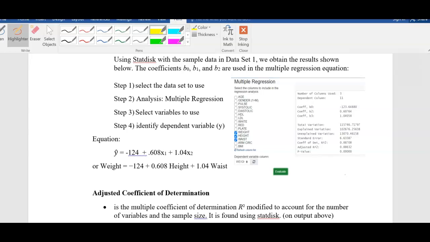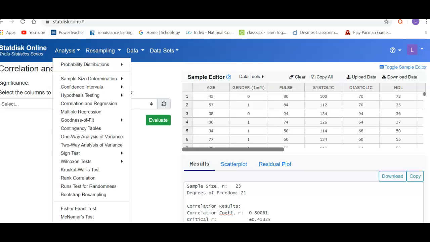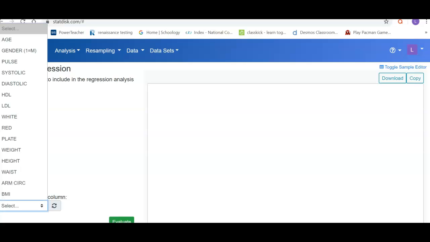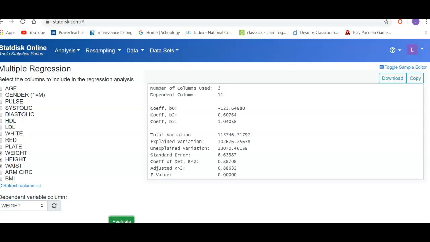All right, so now in StatDisk, we're going to go to analysis and multiple regression. I want to find weight, and I'm going to look at height and waist. The dependent variable is what we're trying to find, so that's my weight. Weight is what I want to calculate. So make sure you got all those clicked correctly and hit evaluate.